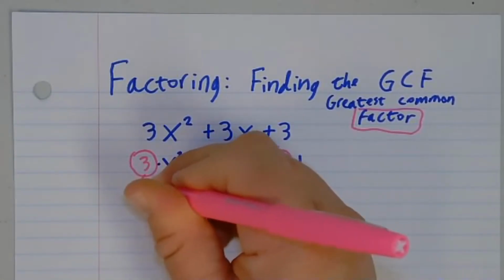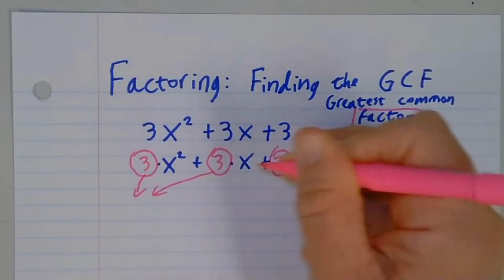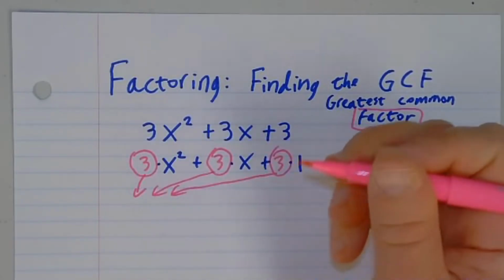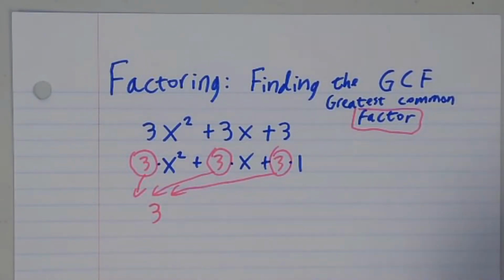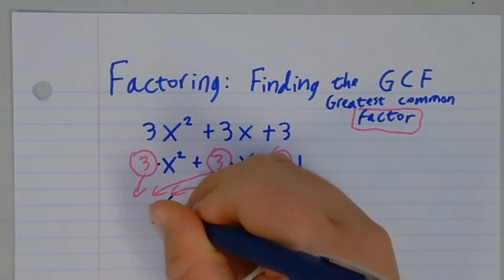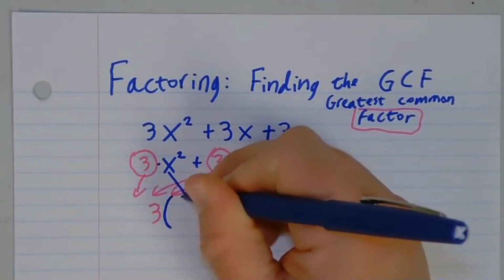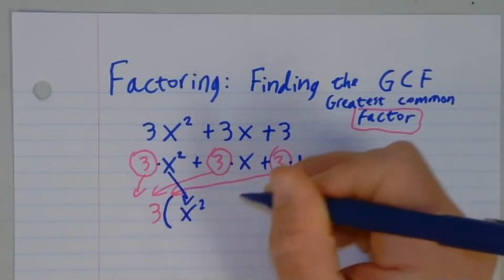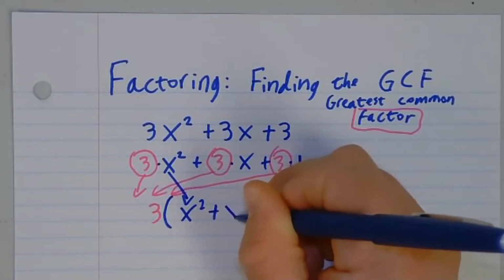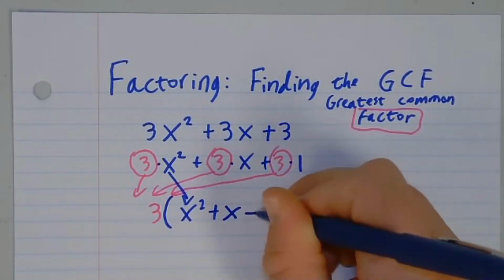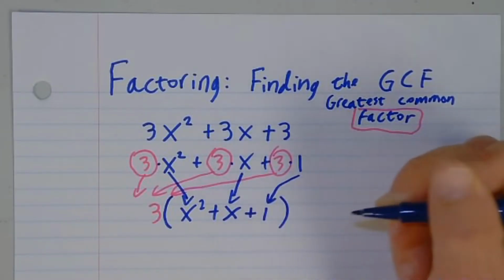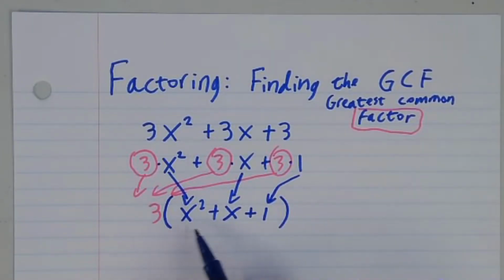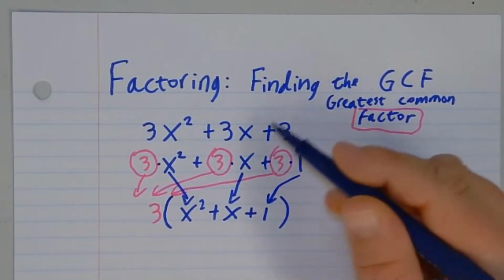So then, just like I'm undoing using the distributive property, I can take that 3 and put it into a multiplication problem with each of these. Because if I were to multiply each of these terms by 3, then I would get my original expression back.